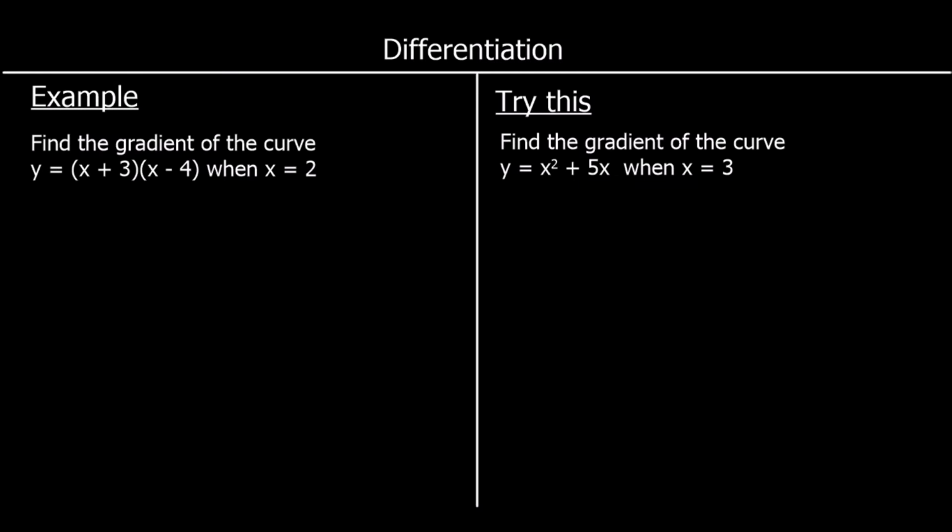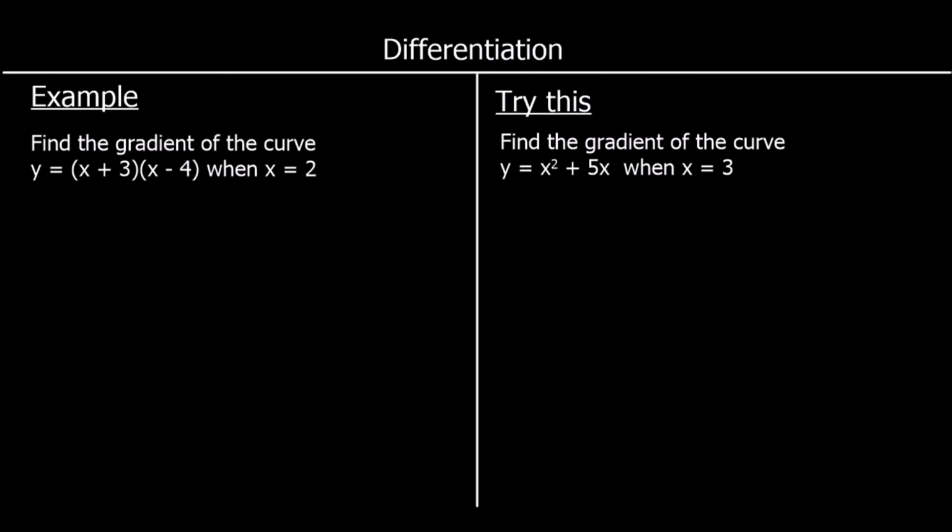This question says find the gradient of the curve y equals (x + 3)(x − 4) when x equals 2. We can find the gradient at a point on a curve using differentiation. So we need to differentiate this. We need to find dy/dx.